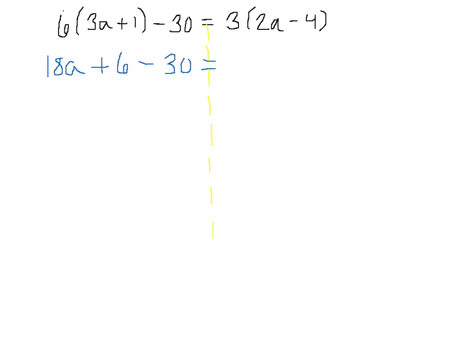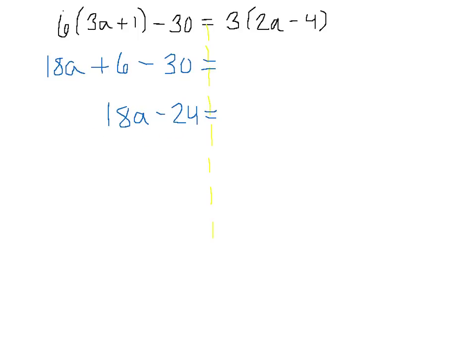If I have any like terms, I'm going to add my like terms on the same side of the equal sign. I do not have like terms with 18a, but I do know that 6 minus 30 is going to give me negative 24. As of right now, the left-hand side of my equation is simplified. There's nothing else that I can do.